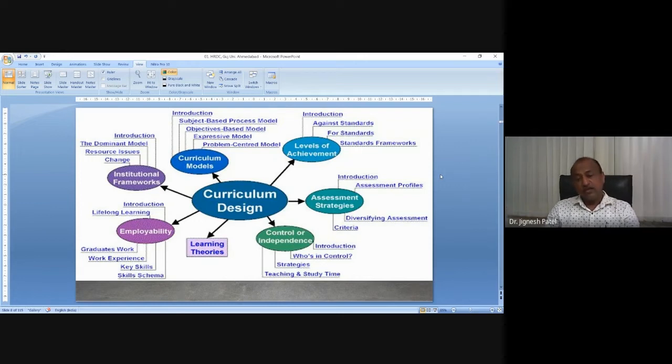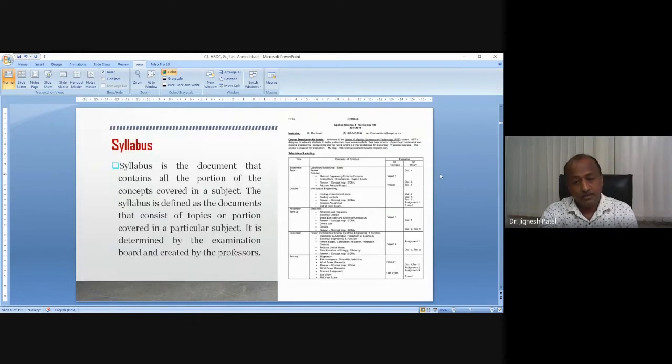In the same way, control or independence: while framing this curriculum, who is in control, who is the authority. So how this curriculum is framed, then strategies to develop this curriculum, and the teaching and study time allotted for the curriculum should also be kept in mind while framing the curriculum.